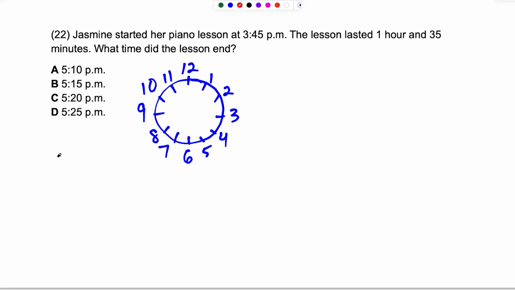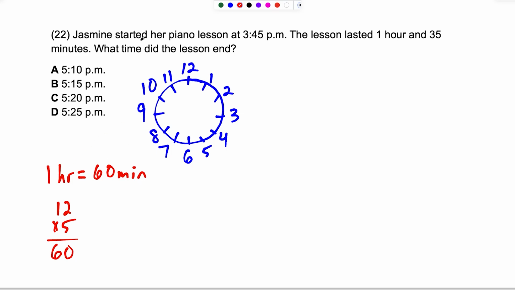And on a clock, it's helpful to know that 1 hour is equal to 60 minutes. And every time we go forward one number, we're counting 5 minutes. And that should make sense because 12 times 5 is equal to 60. So every time we make one full lap here, we're going 60 minutes or 1 hour.